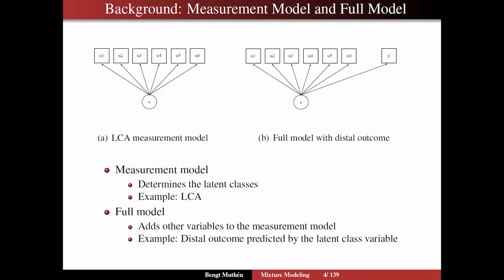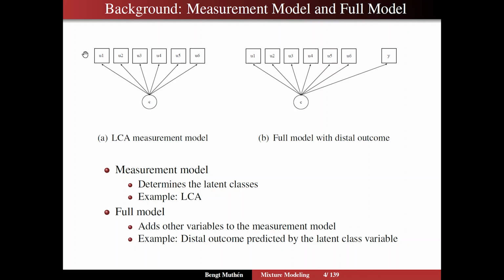Turning to slide 4, I want to give a background for multi-step modeling and introduce the concepts of the measurement model versus the full model. So top left here we have 6 latent class indicators of a latent class variable C, and that is our measurement instrument, those 6 indicators. In our analysis here, with simulated data, they're going to be binary.